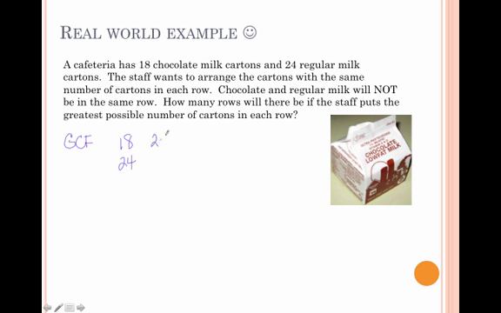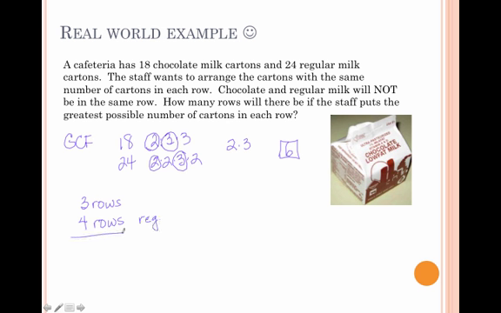So I found my greatest common factor of 6 by fully factoring these two numbers. I know now that there can be 6 of each carton in each row. If I've got 18 chocolate milk cartons and 6 are going to be in each row, then obviously I'm going to have 3 rows of chocolate. And then I've got 6 in each row, 24 or 4 rows of regular milk.